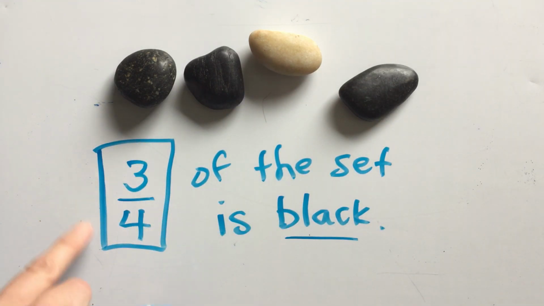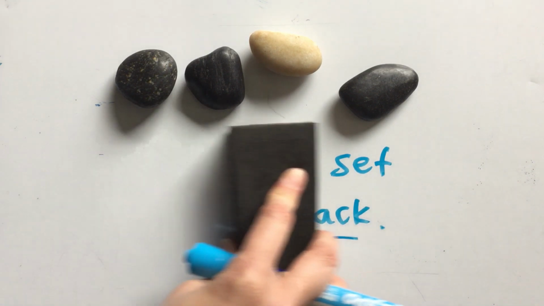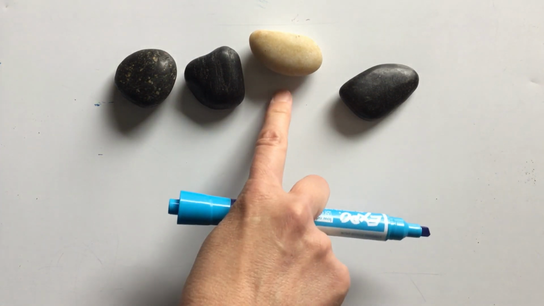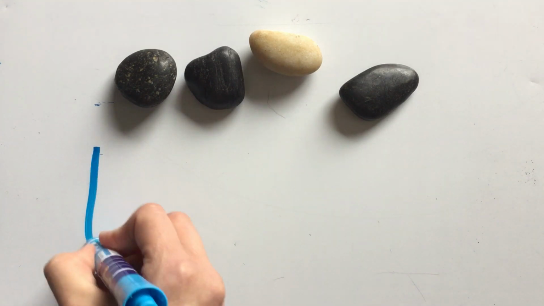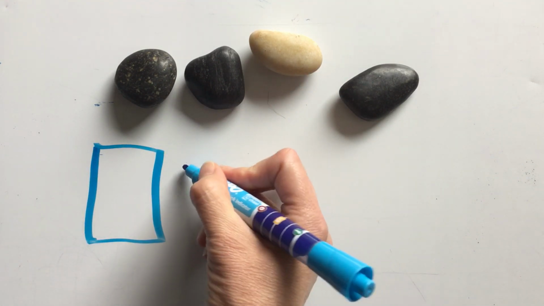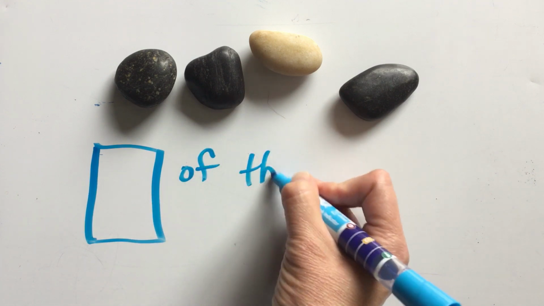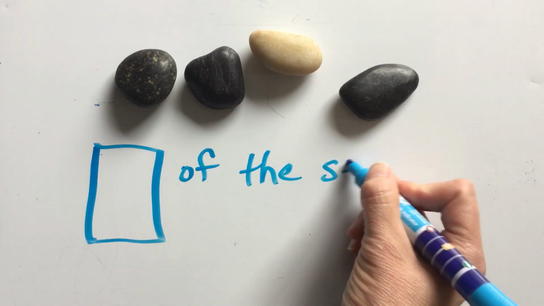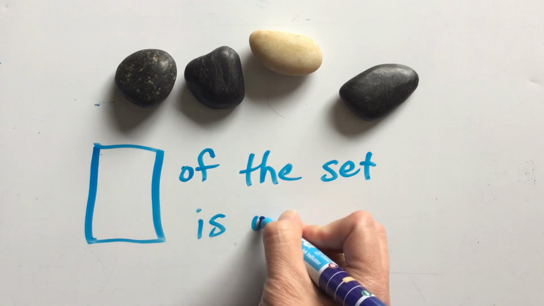So I can say 3/4 of the set is black. But I can write another fraction statement for this set, can't I? What about this whitish colored stone? Let's write a fraction for how many of the set is white.